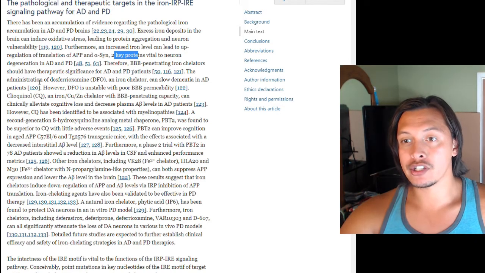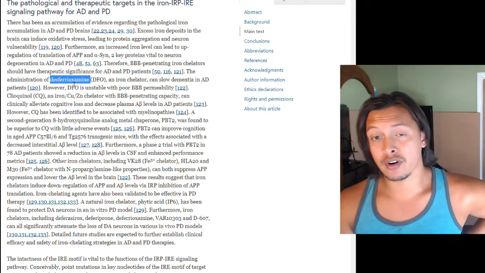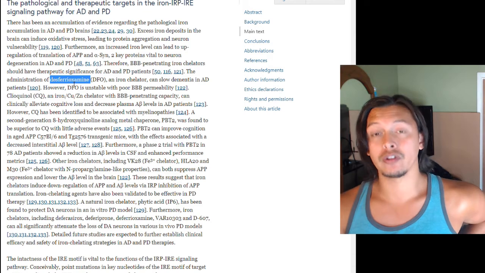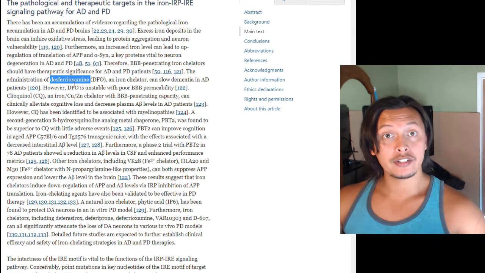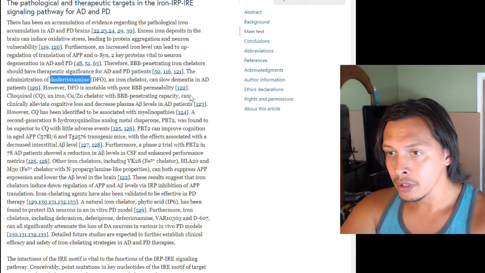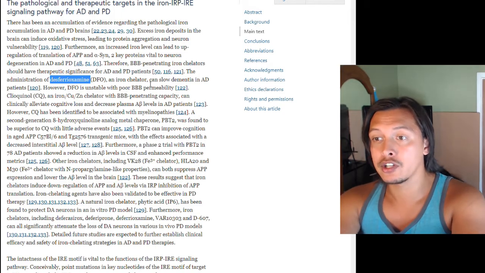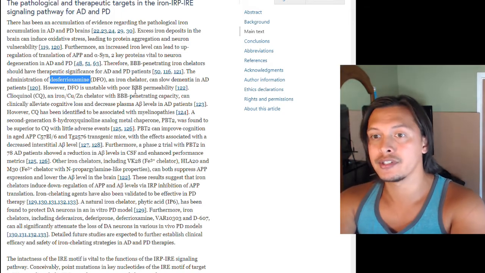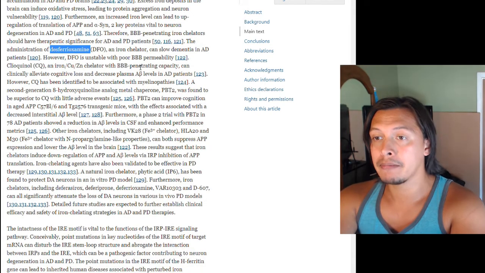And the administration of desferoxamine, or DFO, which is an iron chelator. So desferoxamine, if you have iron overload, is a drug that can be given to you to help sequester that iron, so it's easier for you to remove it from your system. The administration of desferoxamine can slow dementia in Alzheimer's disease patients. However, DFO is unstable and it has poor BBB permeability.